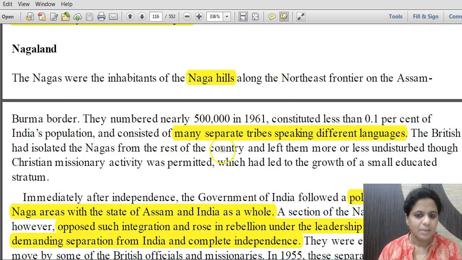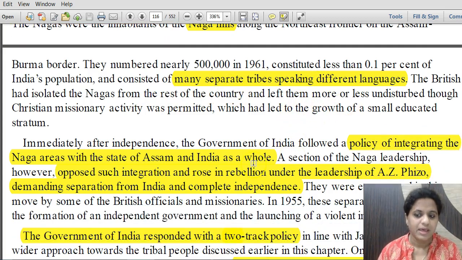So the Naga hills. Many separate tribes speaking different languages were present here. The Naga hills were along the northeast frontier on the Assam-Burma border, and nearly 5 lakh Nagas were inhabiting this, and they constituted less than 0.1% of the Indian population. But they consisted of many separate tribes speaking different languages. A policy of integration of Naga areas with the state of Assam and India as a whole was being pursued immediately after independence.